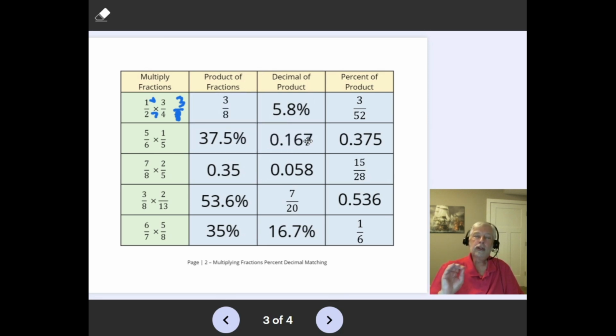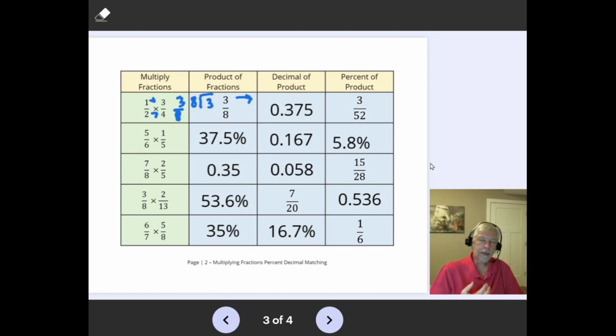Now, to change a fraction to a decimal, I just have to take the top number divided by the bottom number. We take the numerator and divide by the denominator. So for this one, I just take 3 and divide by 8. And when I do that, it gives me my decimal. And I've done this problem already. It should be, it is 0.375. So I put that there.